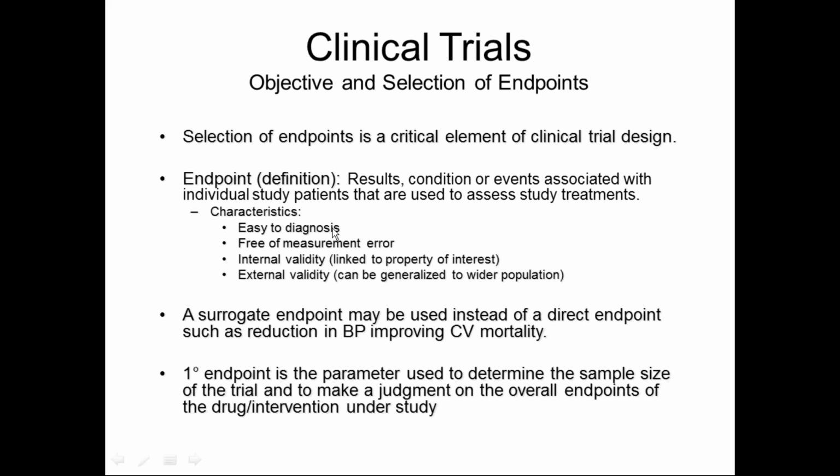And so some characteristics, this needs to be easy. Because one, there are going to be a lot of patients coming onto the study. So if it's complicated to measure, then there's going to be a lot of variability amongst that measurement. And you may have deviations or error bars that are pretty wide that may minimize your ability to say much about that endpoint. You want it to be free of measurement error. You want it to have internal validity, and by that, it needs to be linked to what you're interested in.